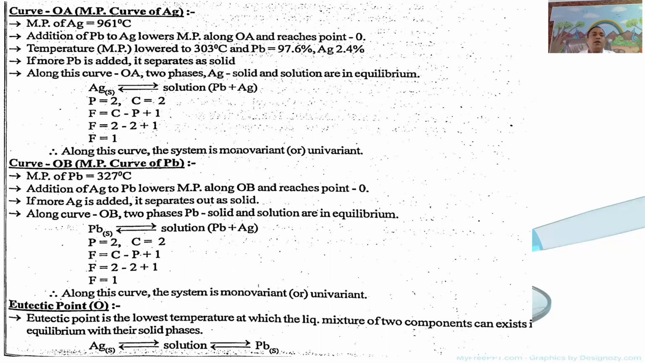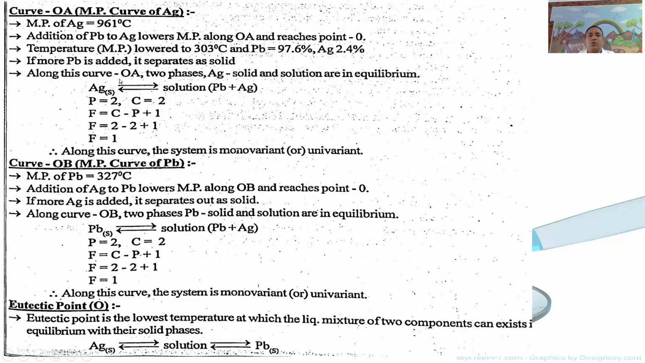of the silver-lead system, curve OA is the melting point curve of silver. Here, point A shows the melting point of silver, 961 degrees centigrade. Addition of lead to the silver lowers the melting point along OA and reaches point O. The melting point is lowered to 303 degrees centigrade, and the lead content is 97.6%, silver 2.4%. If more lead is added, it separates as solid.